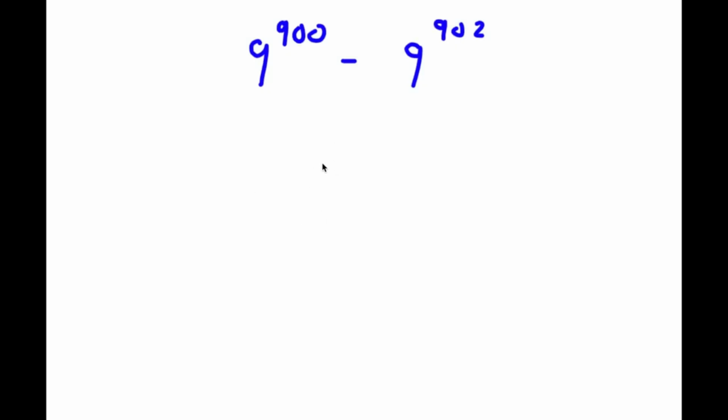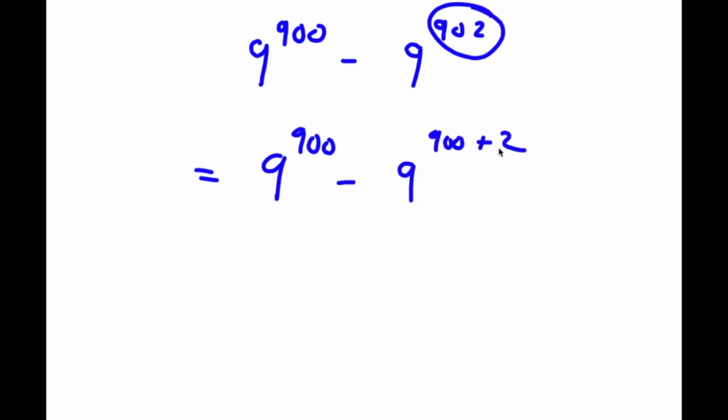Alright, so in this problem, I have 9 to the power of 900 minus 9 to the power of 902. To solve this, I'm going to first rewrite 902 as 900 plus 2. So now I have 9 to the power of 900 minus 9 to the power of 900 plus 2. Now, if I have something in the form a to the power of m plus n, this is equal to a to the power of m times a to the power of n.